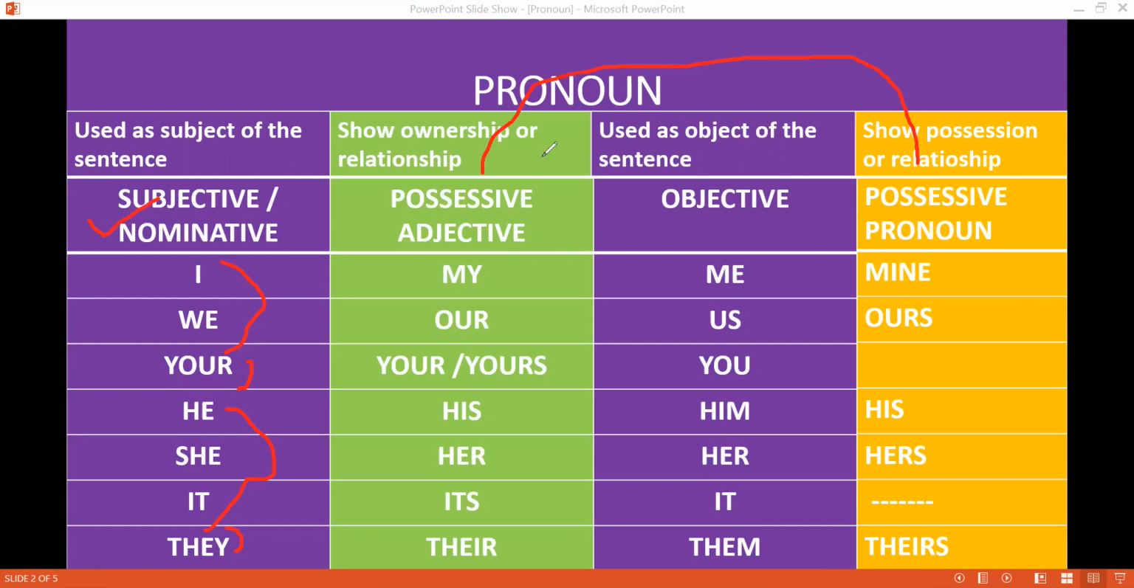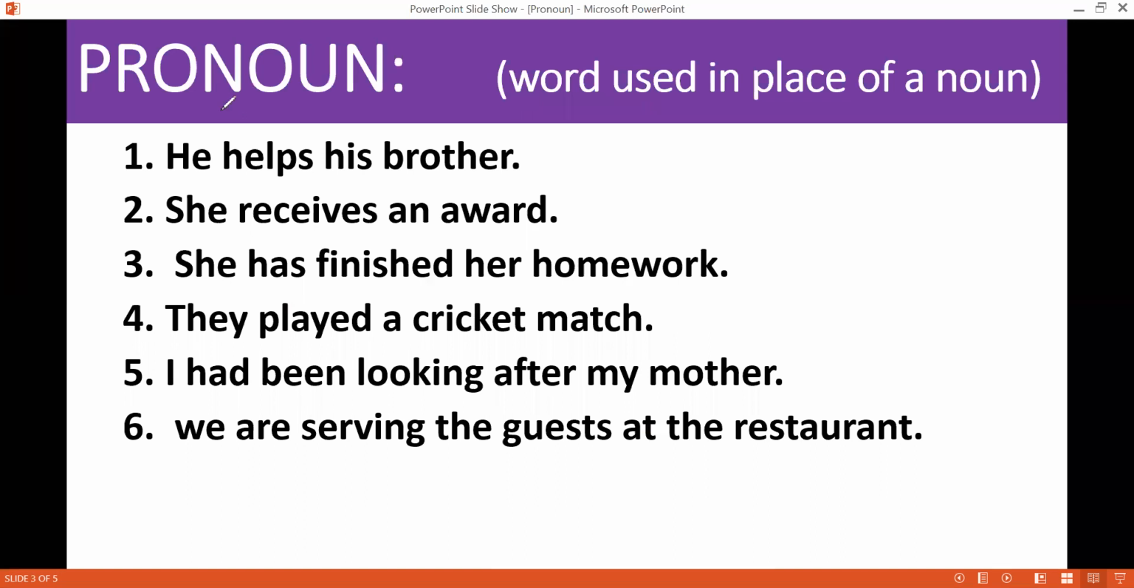Simply, here I will tell you that these pronouns are used to show relationship or ownership or possession. So these are three pronouns: first person, second person, and third person, and their states are subjective case, possessive case, and objective case. Now let's see how we use them in sentences.